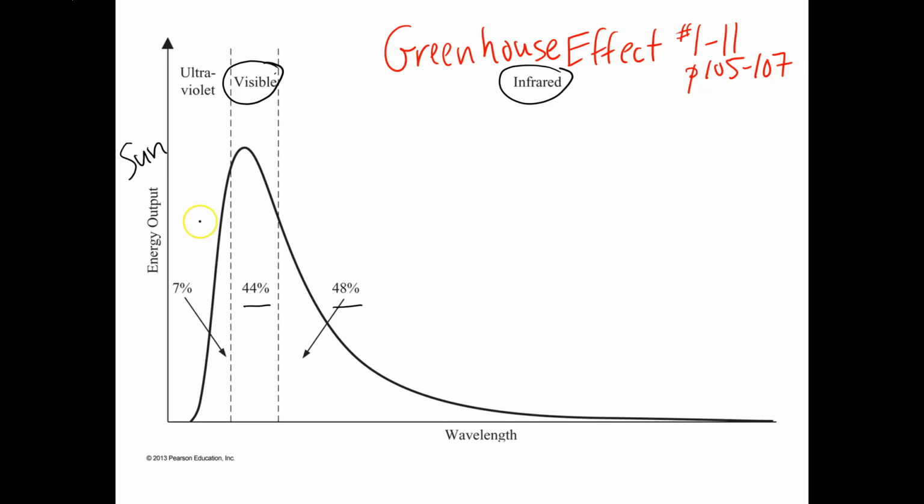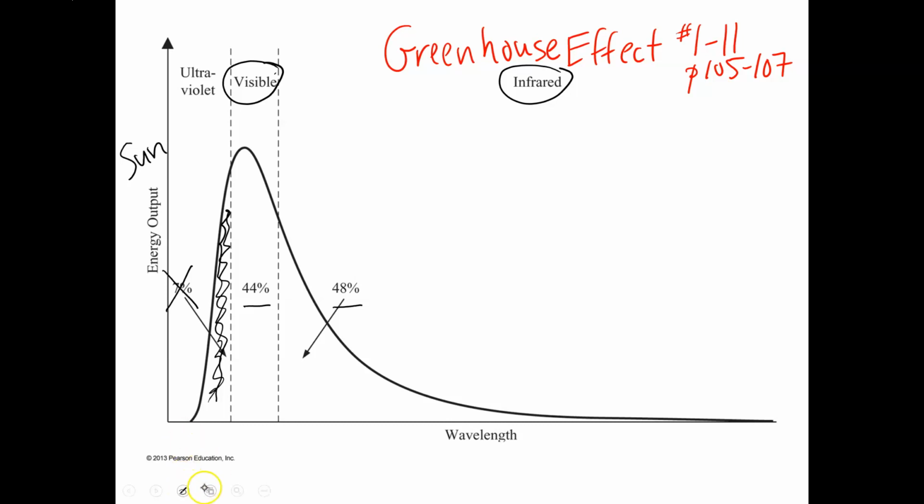It does not come from ultraviolet. See, 7%, that's hardly anything. Even though this peak is rising, this tiny section isn't even close to being what visible and infrared give off. Okay, so that's one important thing. Ultraviolet light is not an important energy source when we're thinking about heating the earth, just visible and infrared.